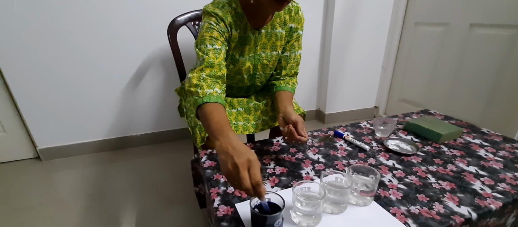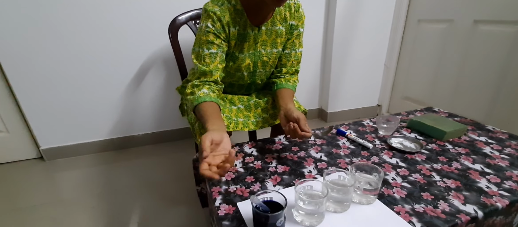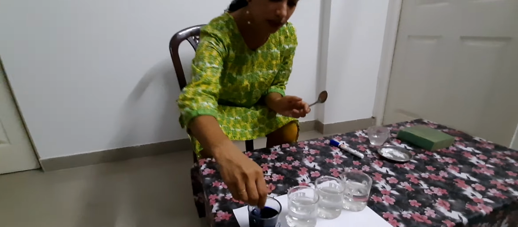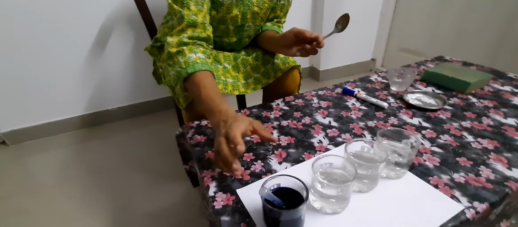Then here I have taken the first glass. This is the first glass: 90 ml of water plus 10 ml of ink. Then stir it properly. It is mixed properly. You can see it is very thick blue in color.